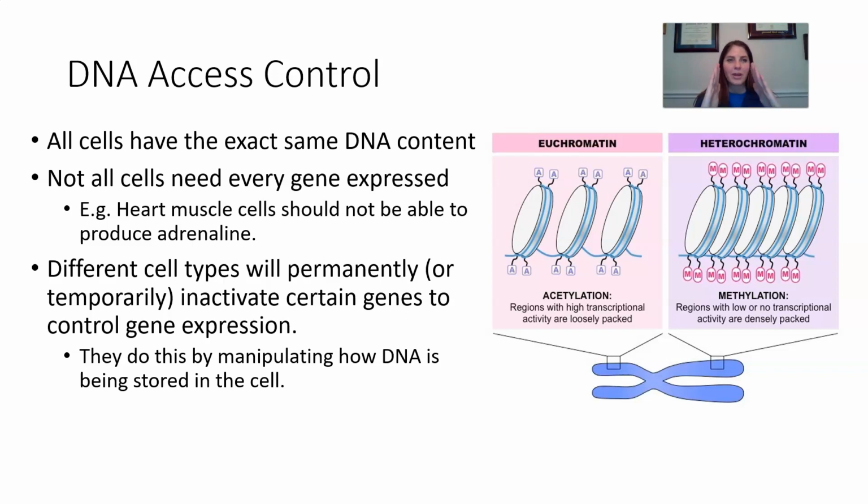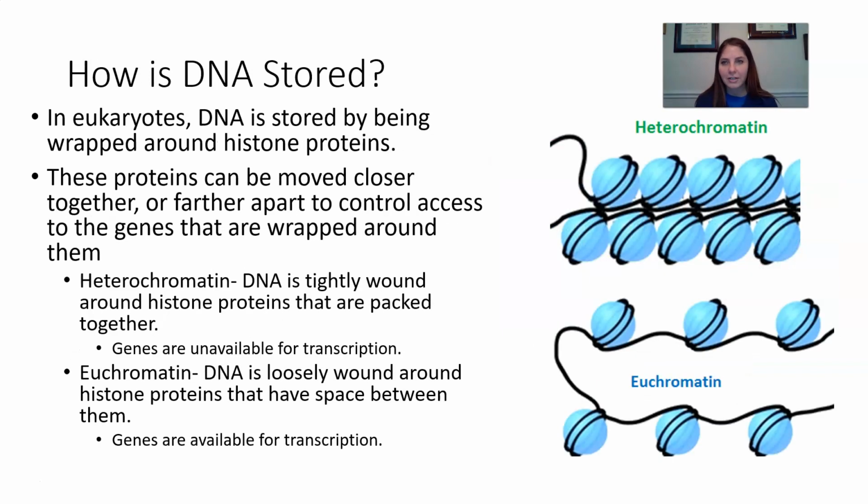Euchromatin is whenever we have the unwinding of DNA, which does allow for transcription to occur. Heterochromatin is when DNA is super tightly wound around histone proteins, and we call that methylation. And this is whenever those transcription factors can't get on to where the DNA needs to be transcribed and transcribe it into a messenger RNA strand.